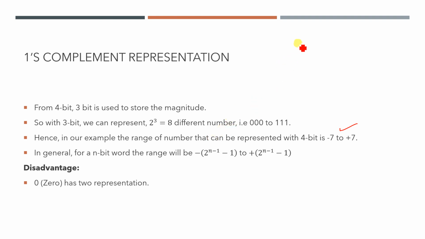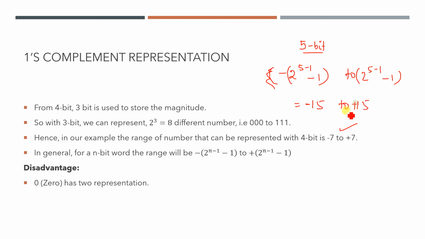We have already discussed the general formula if an n-bit word is given. For an example, suppose a 5-bit word is given. How many numbers can be represented using ones complement representation? That will be -(2 to the power 5 minus 1, minus 1) to +(2 to the power 5 minus 1, minus 1). So 2 to the power 4 means 16, minus 1 is 15. So the range will be -15 to +15 if a 5-bit word is given. Similarly you can find for any number of bits that is given for you to represent the numbers.